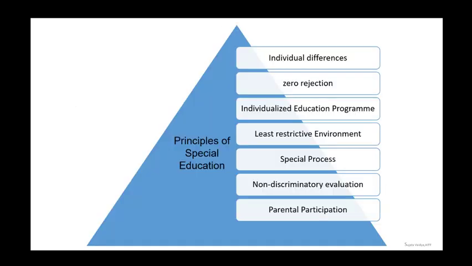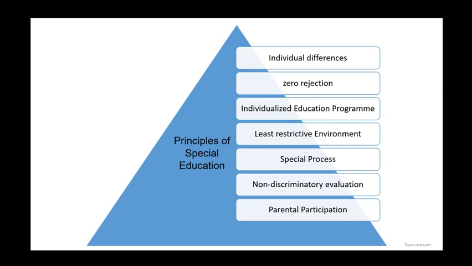There are some principles of special education. So as we know, there are individual differences amongst the individuals. So in special education, the special needs students are different from the normal students. They need some different type of special process or some special materials. The zero rejection. One more principle of special education is zero rejection, means the school system does not have the option to accept or reject a child for education in a regular school.